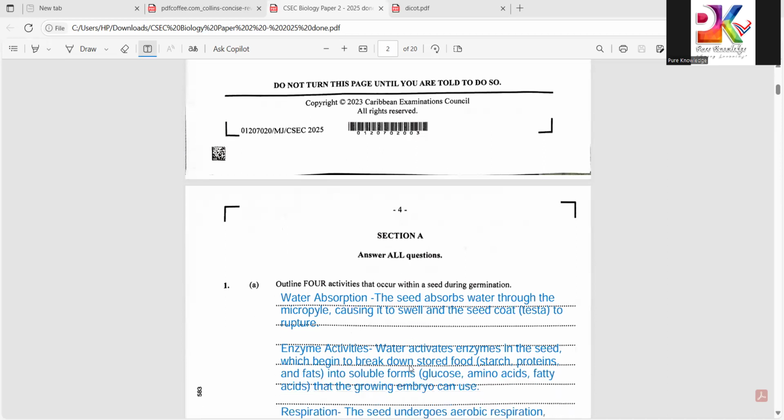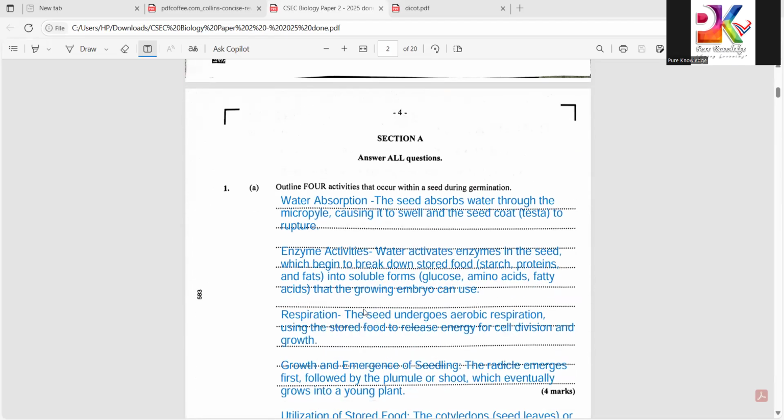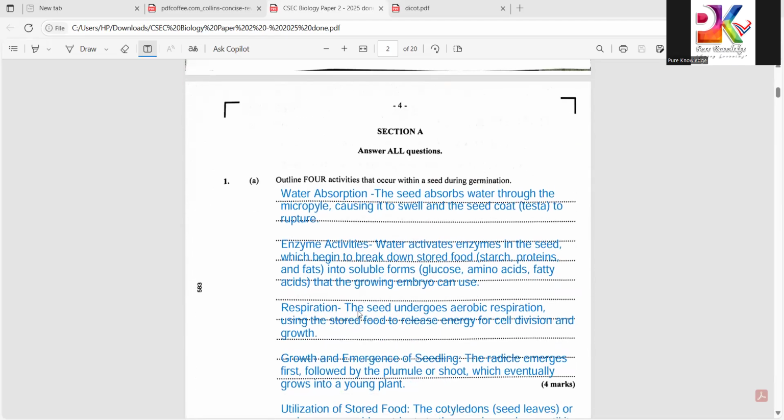The second activity we could say is enzyme activity. Of course, we know that the water activates the enzymes in the seed, and then those enzymes begin to break down the stored food in the seed to glucose, so the embryo can use it to grow. And we could also refer to respiration, where the seed undergoes aerobic respiration using stored food to release energy for the necessary cell division and growth.